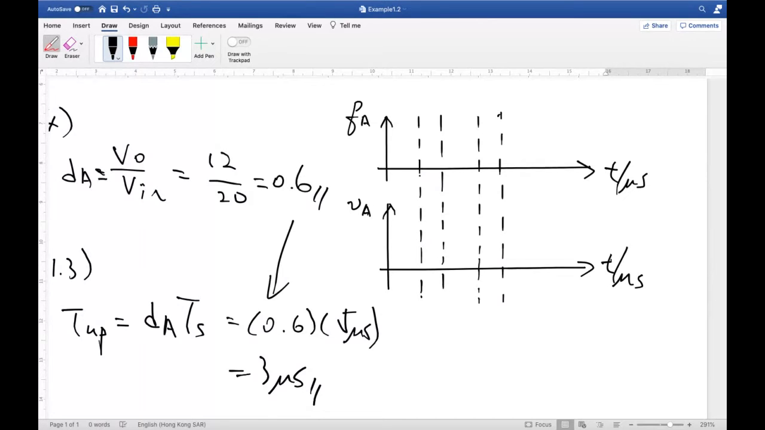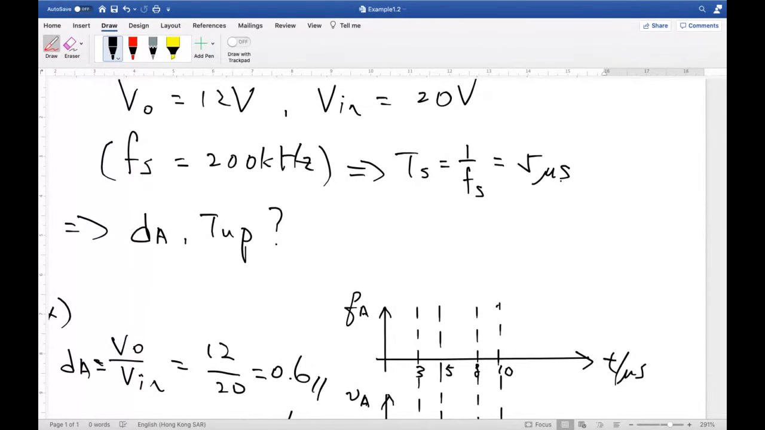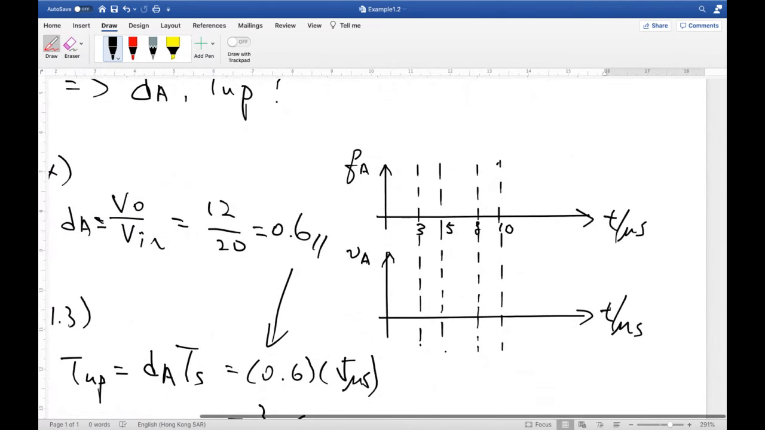So here I just mark 3, 5, 8, and 10. It is because we just calculated, right? T-out is equal to 3 microseconds, and then the Ts is equal to 5 microseconds. So this is 5, and this is one cycle, and then the other cycle starts here.